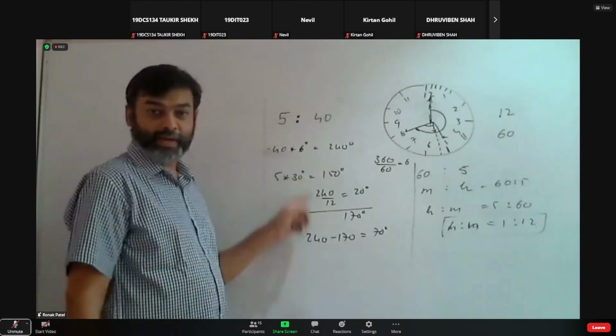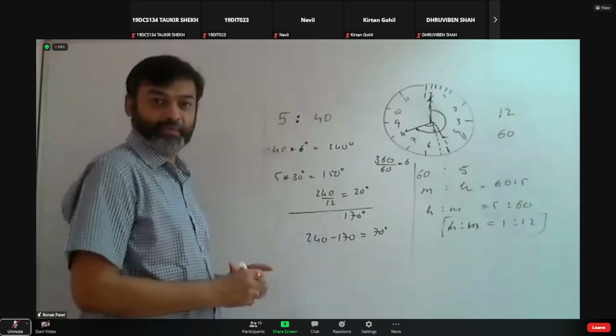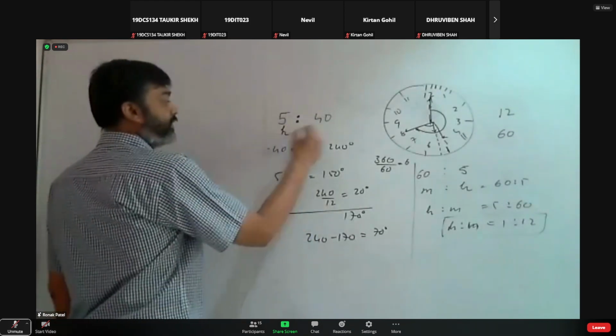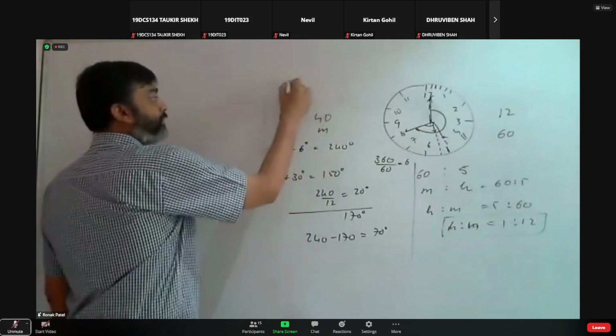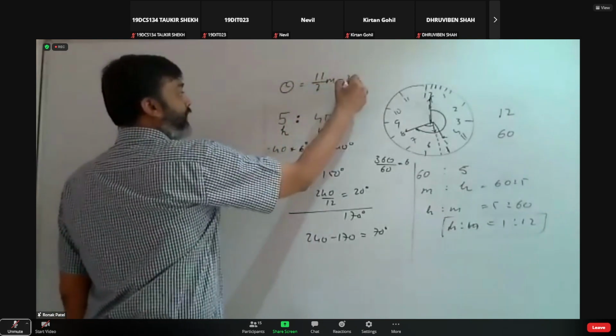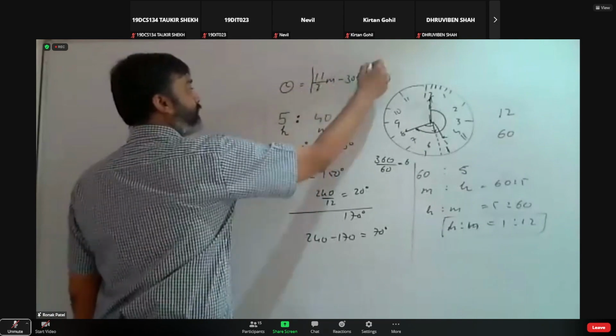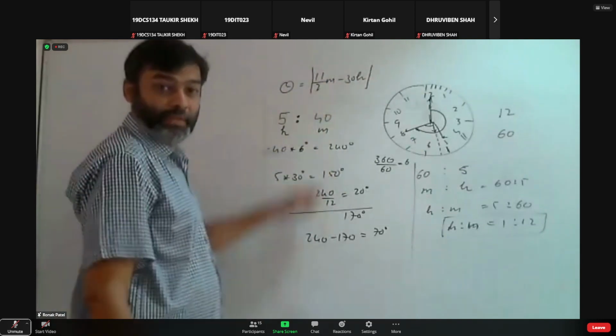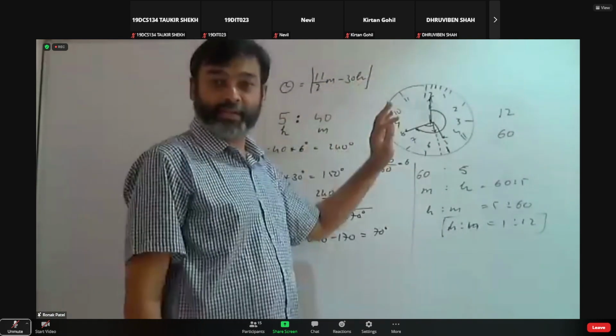So if you do not want to get into this, I'll give you an equation. You call this h, you call this m, and the angle between is 11 by 2m minus 30 times h. You use this equation in absolute mode. 11 by 2m minus 30h, you'll get your answer.